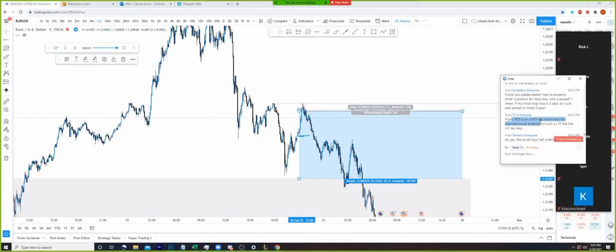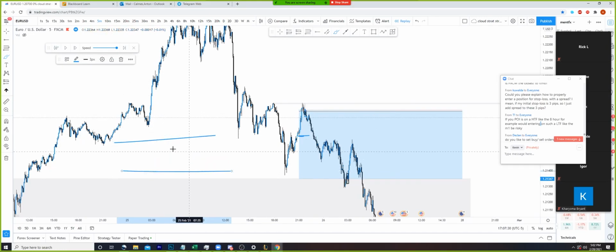If your POI is on a higher time frame, like the 8-hour, for example, would entering on such a low time frame like the 1-minute be risky? No, but this is the time where you're going to see what we spoke about in the structure videos 1, 2, 3, and 4: if we have an 8-hour POI or 8-hour demand zone and price comes into it, it's going to give you a 1-minute setup here potentially, more 1-minute setups in here, maybe 1-minute setups here, and then it really runs, right? So there are multiple opportunities to enter.